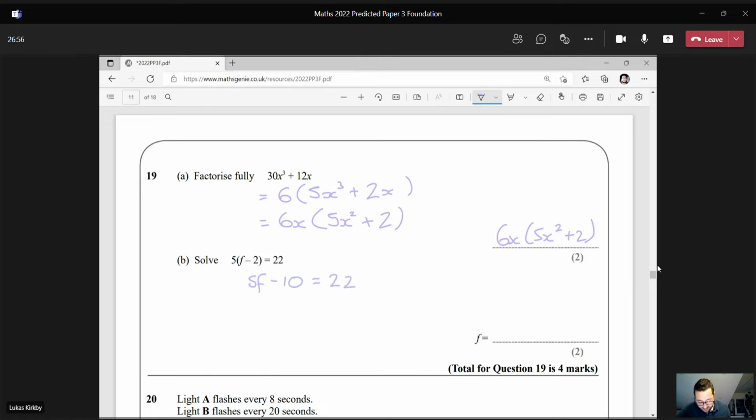Okay, then I want to solve for f. The first thing I want to do is add 10 to both sides. So I'm going to get 5f is equal to 32, and then I want to divide by 5 to get f on its own. So f is going to be 32 over 5, which is 6.4. Let me just double check that, just because I'm doubting myself. 32 over 5, yeah, 6.4. Lovely. Okay.